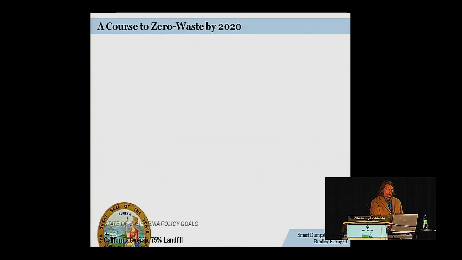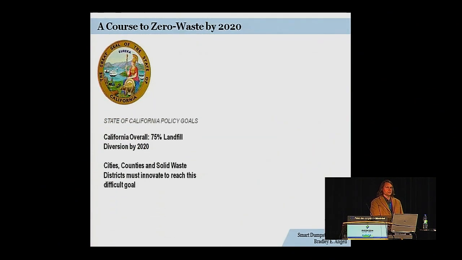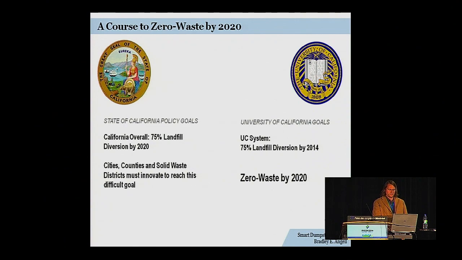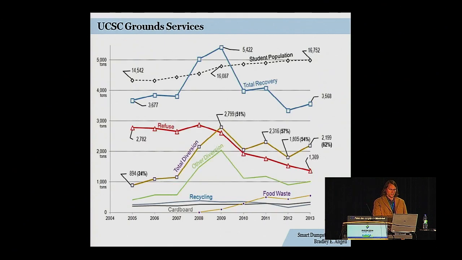So for those that don't know, in the state of California, all the municipalities and counties have to get to what they call 75% landfill diversion by 2020. That means that only 25% of all the waste that's produced in the state can go into landfills. But for the UC schools, the 10 of us, we have a goal to hit zero waste, which means less than 5% waste by the year 2020, in the same time frame. So those 10 schools are really working hard.